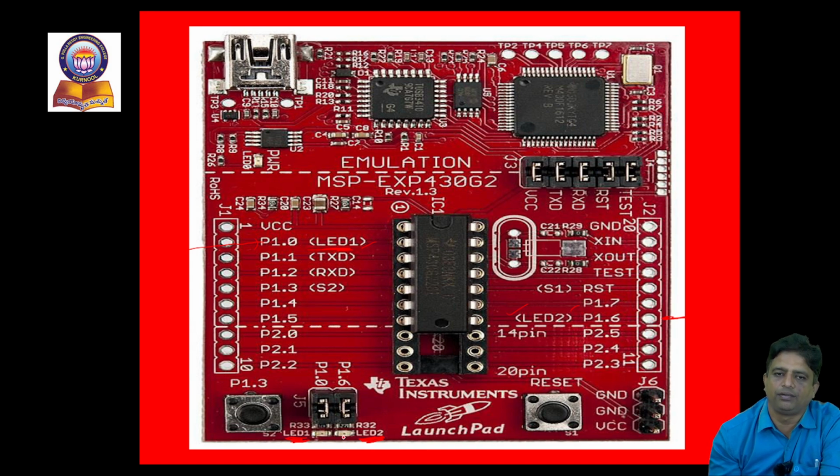In the same way, we will have some switch arrangements also. P1.3, you can see the arrangement here. This is a push button arrangement which is connected here. Then we can see switch 1 is also arranged here. So either we can use this or we can use this. Mostly preferred will be P1.3 for our operations.